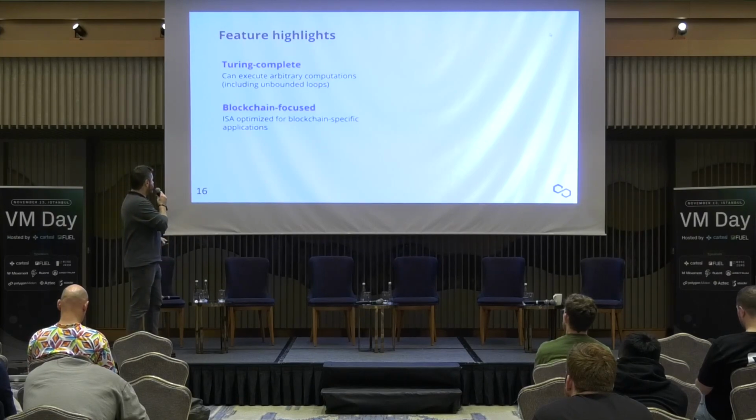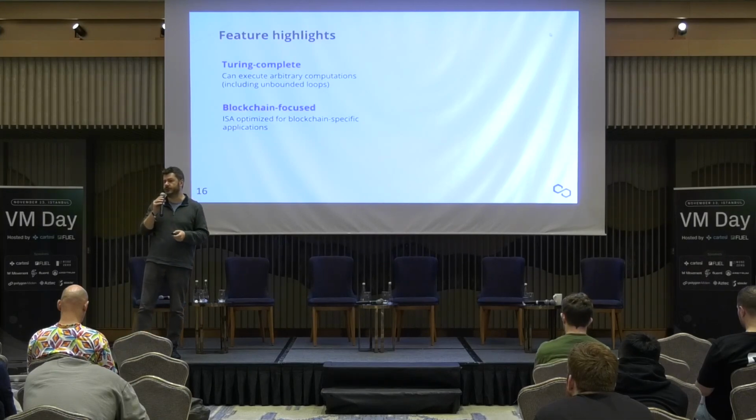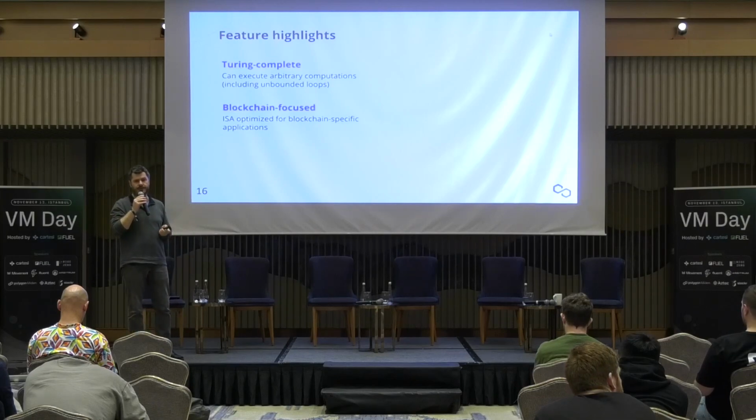The second one is we want to have something blockchain focused. So we designed an ISA specifically that targets and optimizes for things that are relevant for blockchains. I'll list some of the examples later. But one of the things, like verifying Merkle proofs should be efficient, hashing should be efficient, certain operations should be efficient, and so forth. So we gave priority to those.